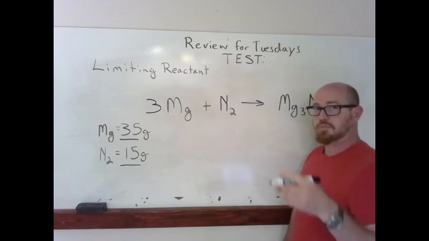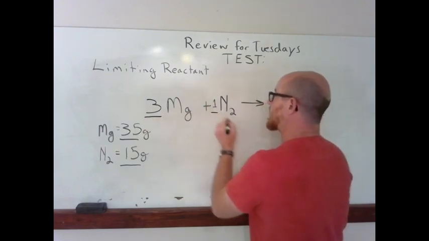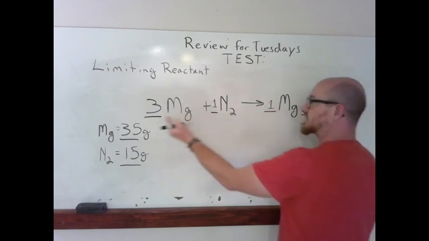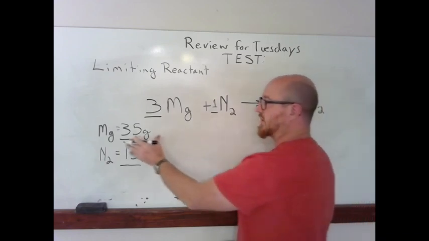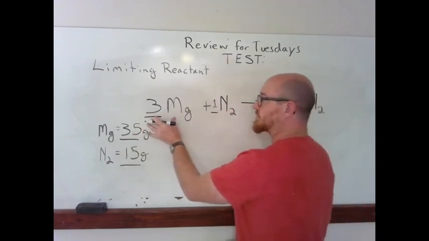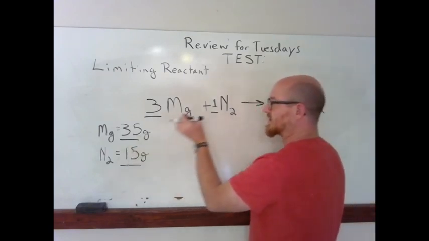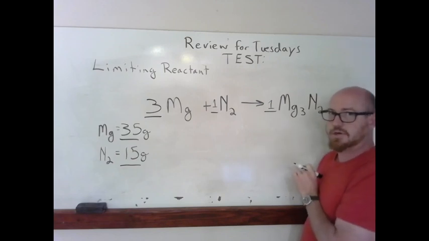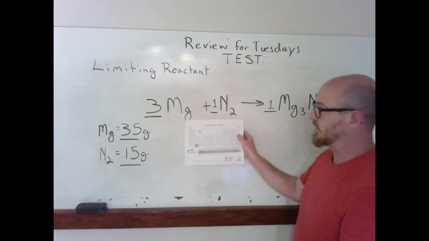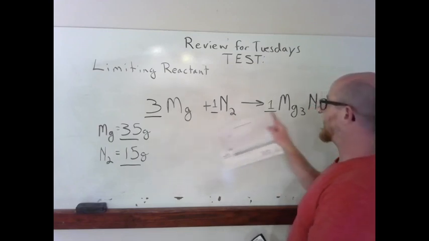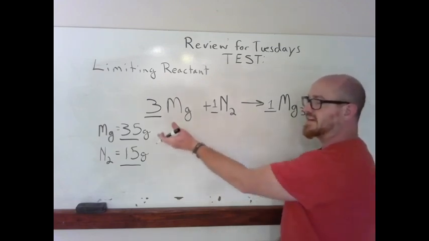So the relationship or the coefficients are 3, 1, 1. It's a 3 to 1 to 1 ratio. That's going to be important because we're going to need to take the magnesium and its ratio and compare it to how much we made. And then we're going to take the nitrogen gas and its ratio and compare it to how much we made. But all of that, again, you're going to need your periodic table because we need to know the molar mass of each of these to be able to run the calculations. Let's get started with magnesium first.